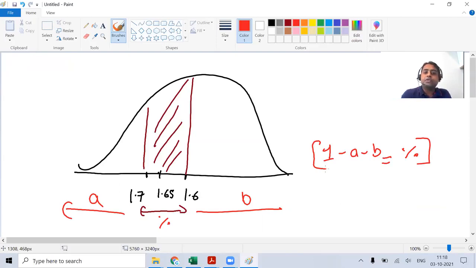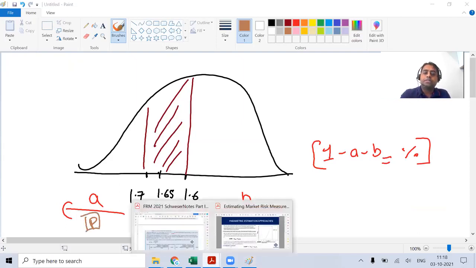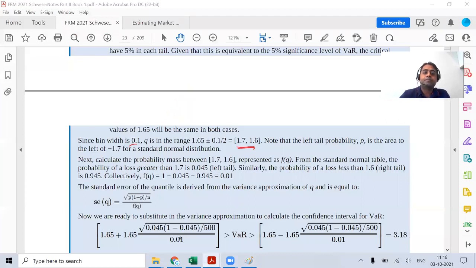This A which I was referring to, they have given as a reference of P, and they have tried to find the gap. Let me take you towards the book. So the left tail probability P is the area to the left of negative 1.7. What does that mean? That essentially means this is negative 1.7, and I'm talking about this area. This is my P.